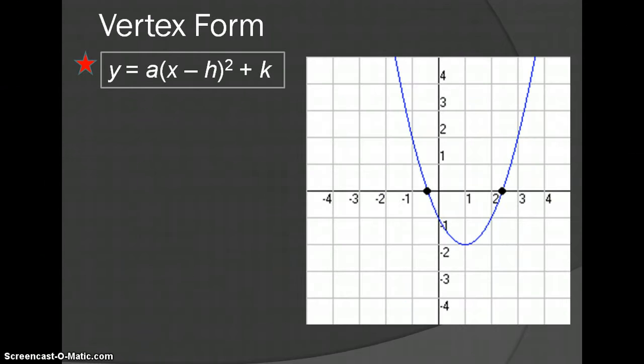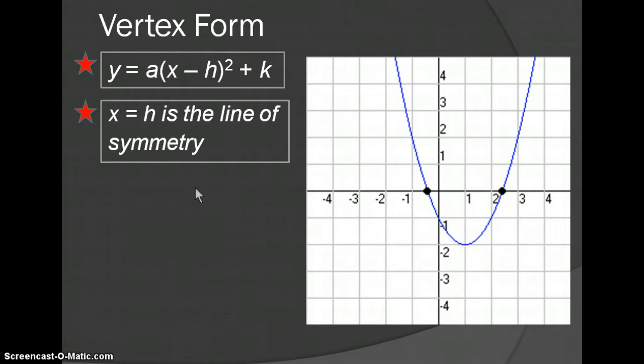Now that equation sounds a little bit weird until you actually know what the parts stand for. But if you notice, it looks a lot like the parent function. There's just a few extra pieces. The parent function did have y equals ax squared. It did not have the minus h or the plus k though, so now we have to define what those elements represent.